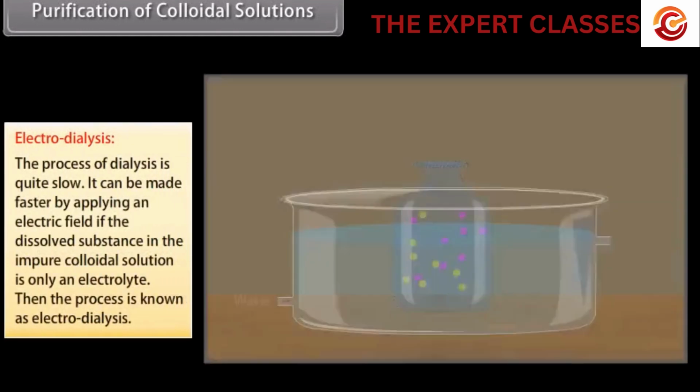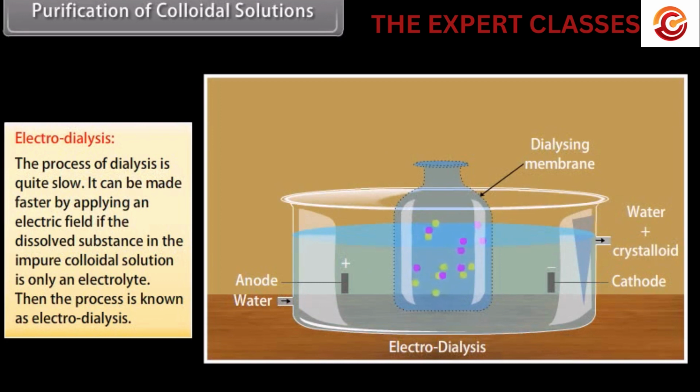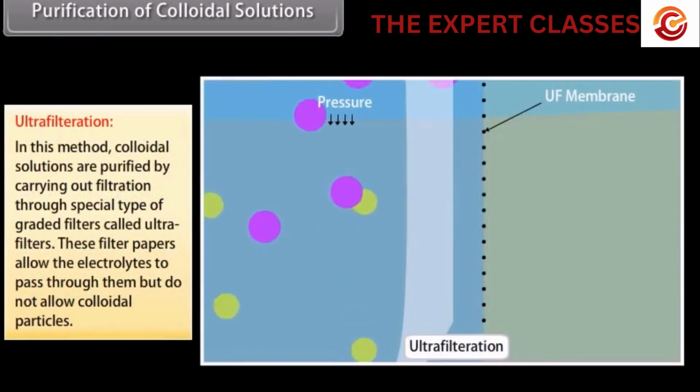Electrodialysis. The process of dialysis is quite slow. It can be made faster by applying an electric field if the dissolved substance in the impure colloidal solution is only an electrolyte. Then the process is known as electrodialysis. Ultrafiltration. In this method, colloidal solutions are purified by carrying out filtration through special type of graded filters called ultrafilters. These filter papers allow the electrolytes to pass through them but do not allow colloidal particles.